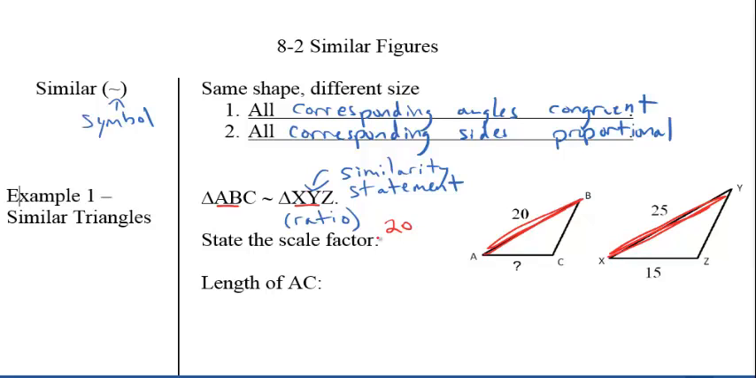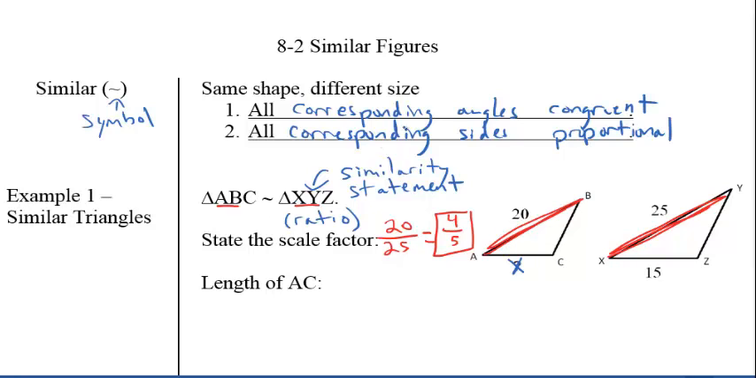I've got one side is 20, corresponding side is 25. Always simplify. I can divide both numbers by 5. So 20 divided by 5 is 4, and 25 divided by 5 is 5. So my scale factor, or my ratio, from one figure to the next is 4/5. Next, it wants us to find the length of AC. AC is right here. I'm going to call it X instead of a question mark there. So if I want to find what that side is, I can set up a proportion.